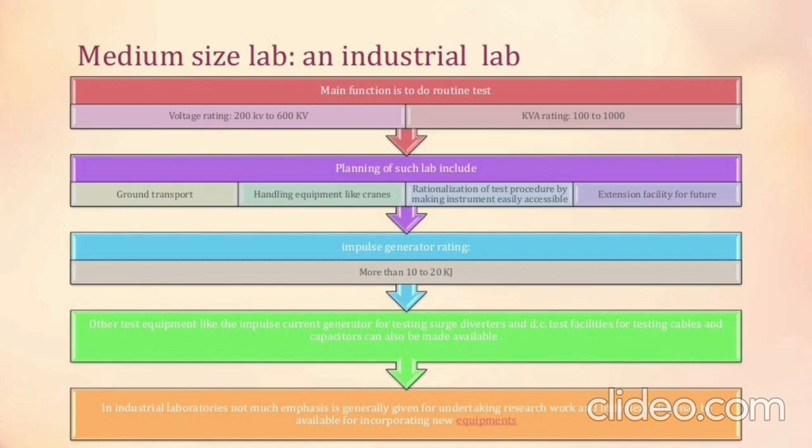Other test equipment like impulse current generator for testing surge diverters and DC facilities for testing cables and capacitors can also be made available. In industrial laboratories, not much emphasis is generally given to undertaking research work, and little flexibility may be given for operating new equipment.